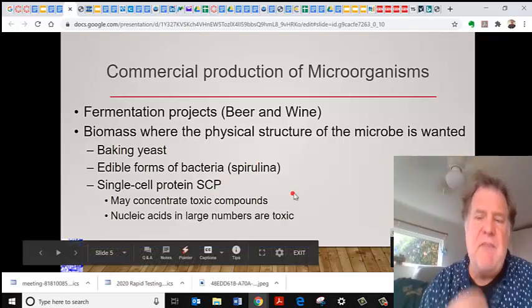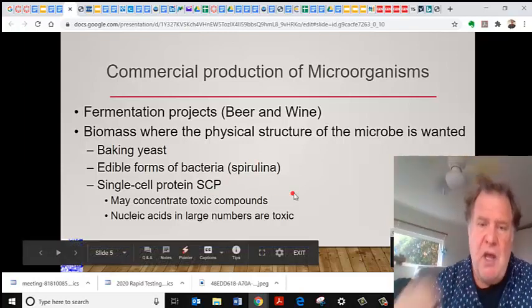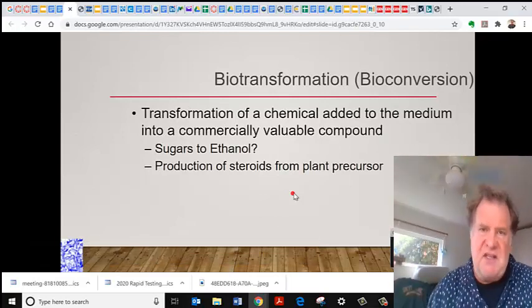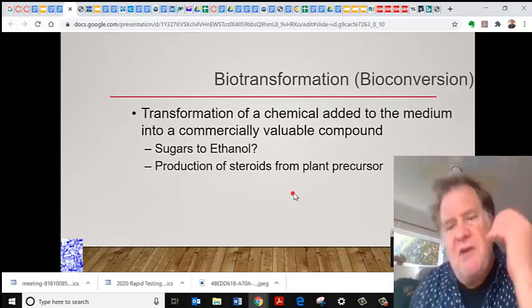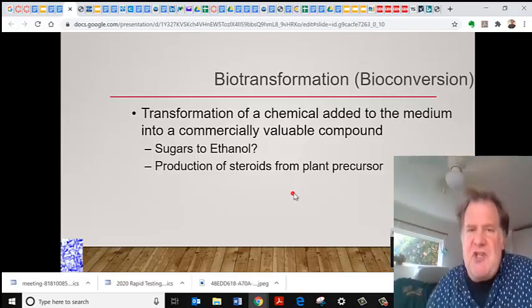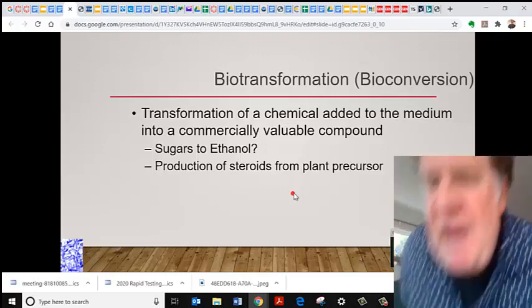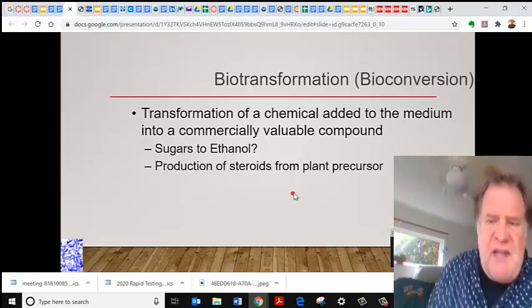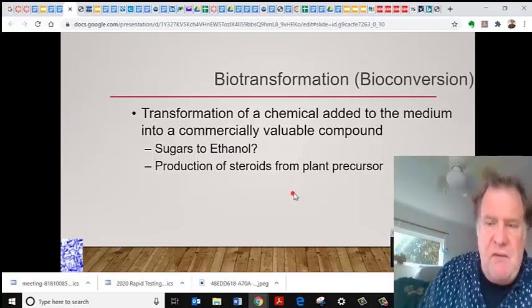So again, if we eat microorganisms, we always have to worry about there being too many nucleotides in there and having a little bit of that toxic effect. Microorganisms can also practice something that we call biotransformation, or bioconversion. That is when we do our chemical reactions, they can finish our chemical reactions for us. Or they can take one compound and convert it into another.